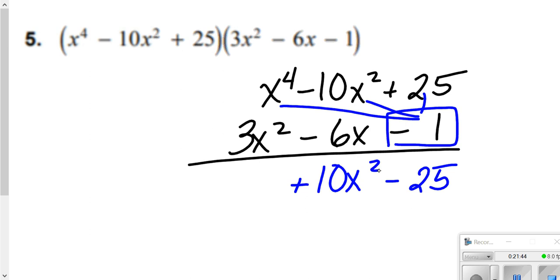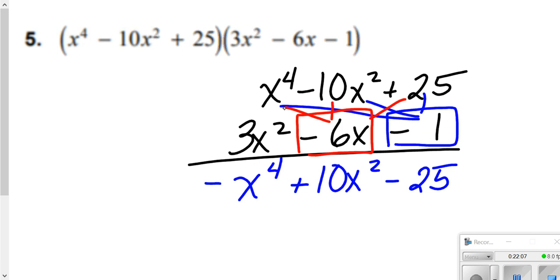-1 times x to the 4th is going to be negative x to the 4th. Okay? Then I'm going to take this next term on the bottom and multiply it to each of the terms above it. So I'm going to do -6 times 25, -6 times -10x squared, and -6 times x to the 4th.